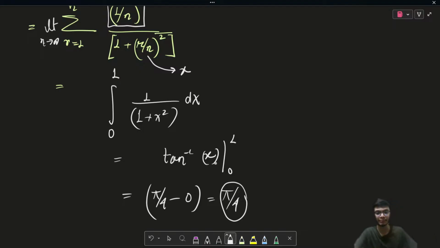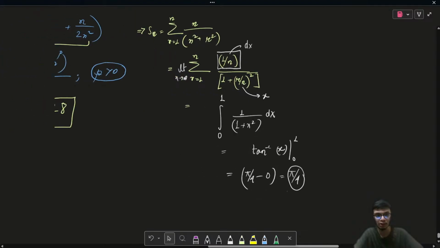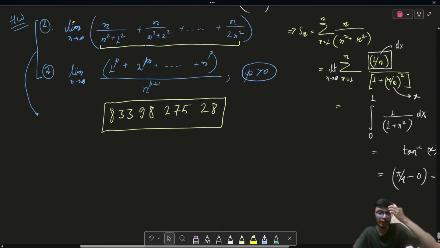I hope this is clear. Is this clear to all of you? Anyone who tried the solution of the question, are you all getting the answer as pi upon 4? Please let me know.